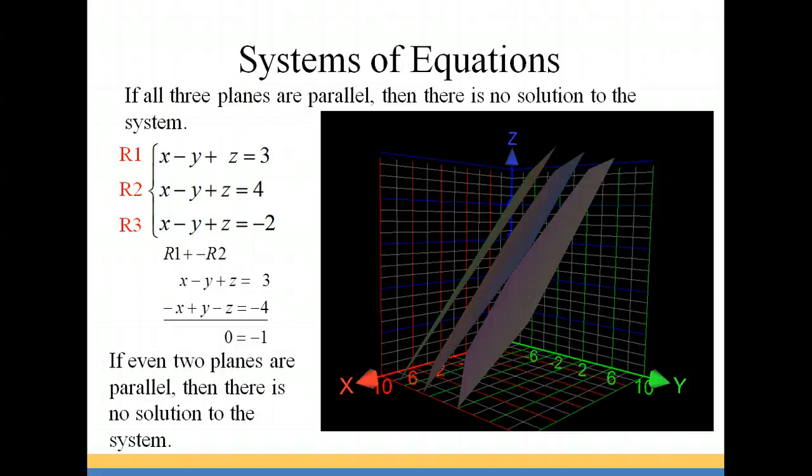So the first two equations are going to be parallel. Now, even if just two planes are parallel, it really doesn't matter what happens to the third one, whether it intersects the other two planes or not, because there's never going to be a point at which all three planes touch. So that's enough to say that there is no solution to this system of equations.